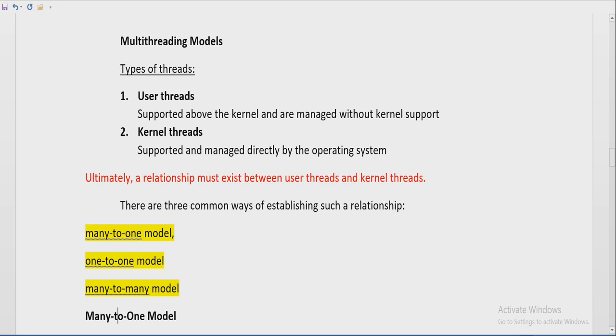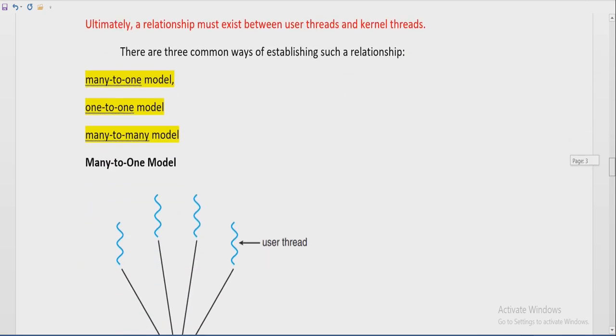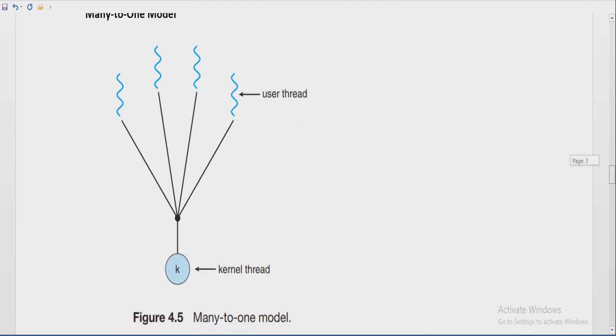There are three common ways of establishing a relationship. What are they? Many to one, one to one, and many to many model. Let's discuss one by one. The first one is the many to one model.